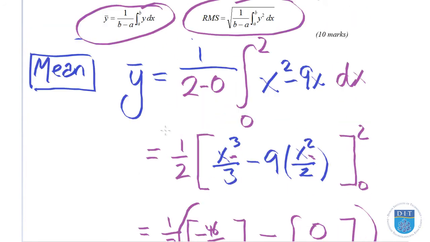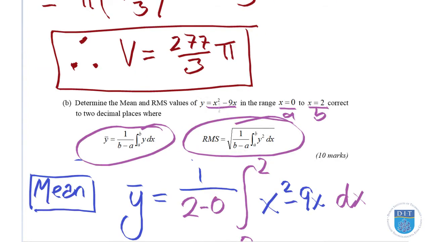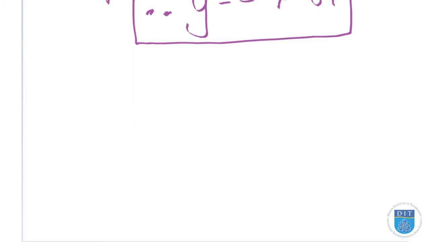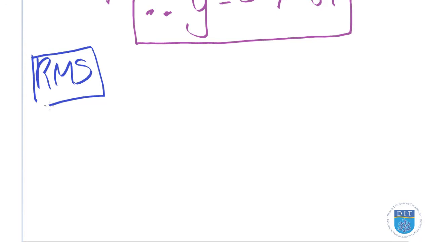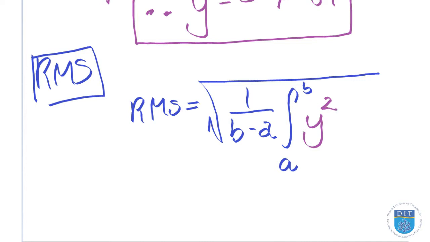Right, finally, RMS. Let's take the formula down. This function's the same. It's still x squared minus 9x, and the limits are the same. It's just a different formula for RMS. RMS equals the square root of, it's the most awkward formula to work with, 1 over b minus a, the integral from a to b of your function y, but the function squared, dx, so you have to square your expression for y.